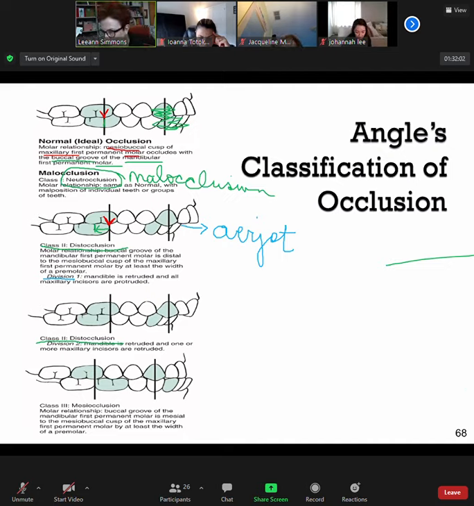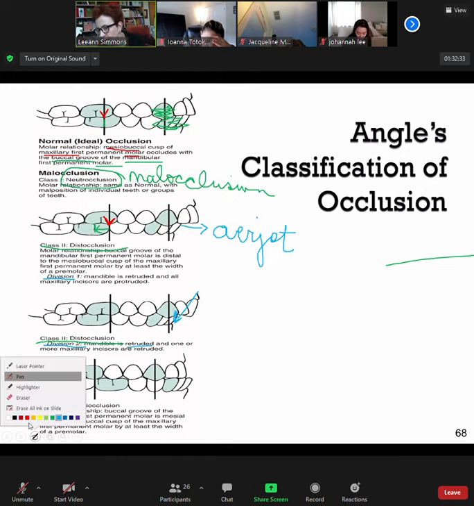Here is a division 2. This is class 2 division 2. Class 2 is the only one that has 2 different types or divisions. And in a class 2 division 2, usually it's the central incisors that are retruded. Okay, they're leaning back into the mouth. And one or more anterior teeth are protruded. So usually it's the laterals that will be sticking out this way.